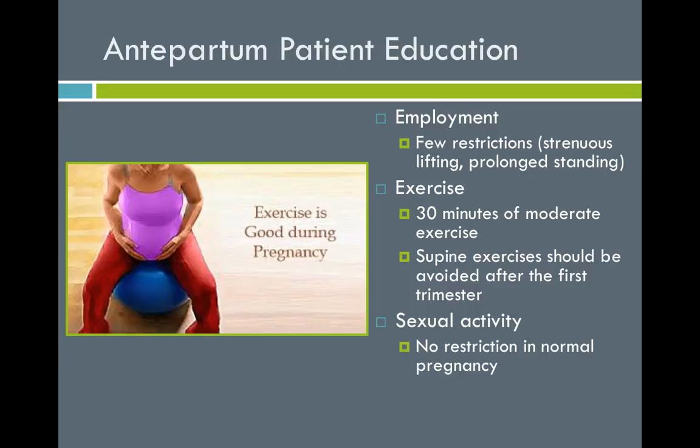It is important to encourage patients to avoid supine exercises after the first trimester. This is simply because the weight of the uterus is pressing on the vena cava and can decrease venous blood return, so the patient can be uncomfortable, lightheaded, etc. No restriction on sexual activity in normal pregnancy. Now, if we have a pregnancy where the patient is bleeding, we may restrict sexual activity, but no restrictions in a normal pregnancy.